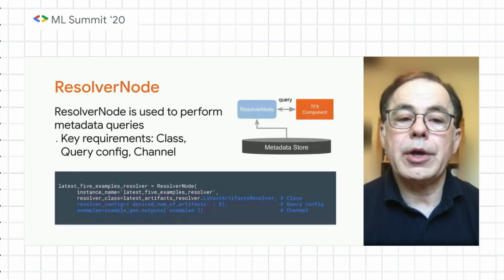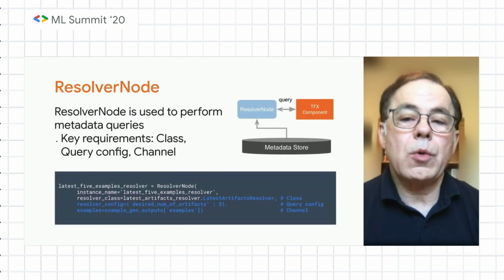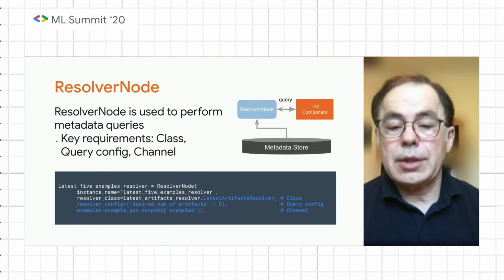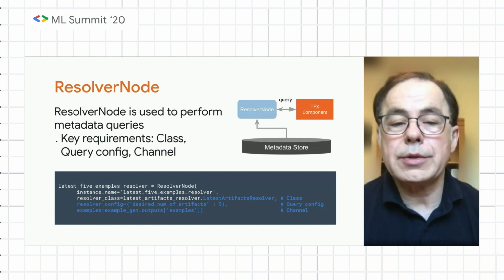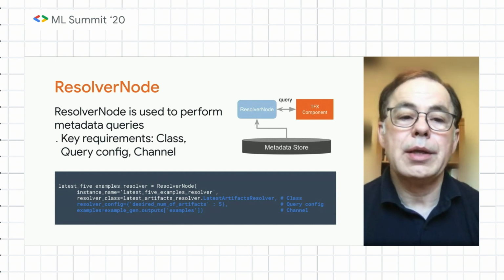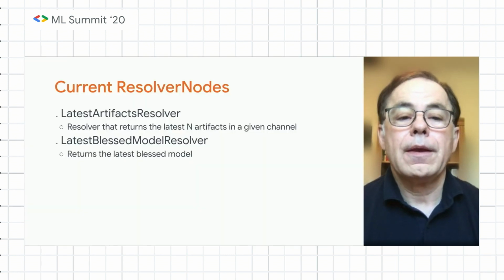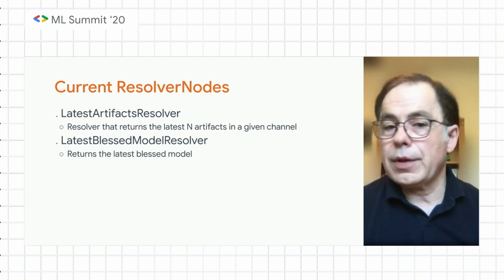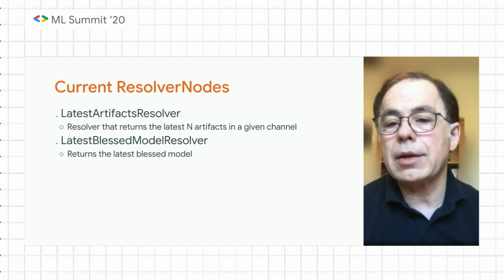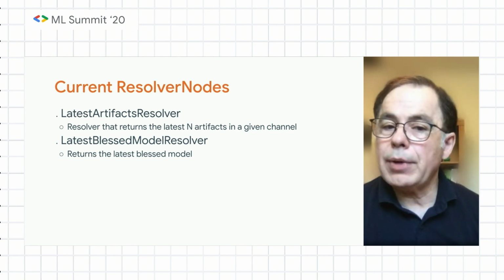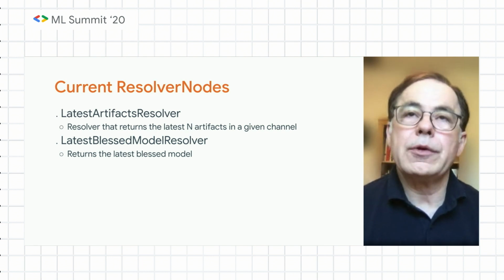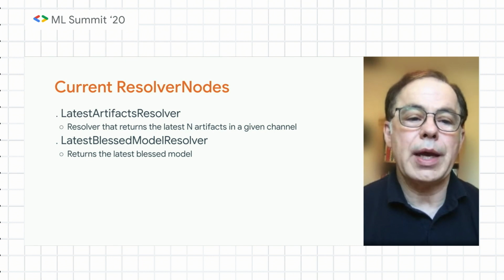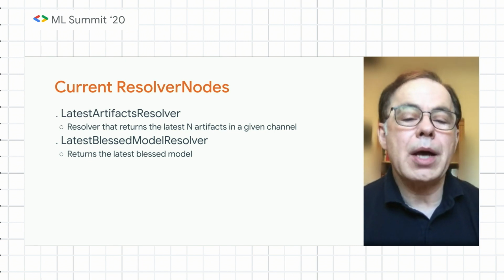Then we have resolver node, and resolver node is used to query your metadata in a couple of different ways. So you need to identify the query that you want to do, and there's a couple of different types of resolver nodes that you can use. So the first one is the latest artifacts resolver that is just looking for the most current artifacts from a given channel. So that's going to be coming from a given component. So for example, if you wanted to query the latest schemas from SchemaGen, you could use latest artifacts resolver to do that.